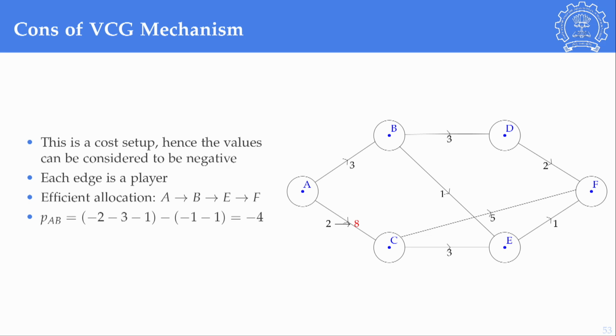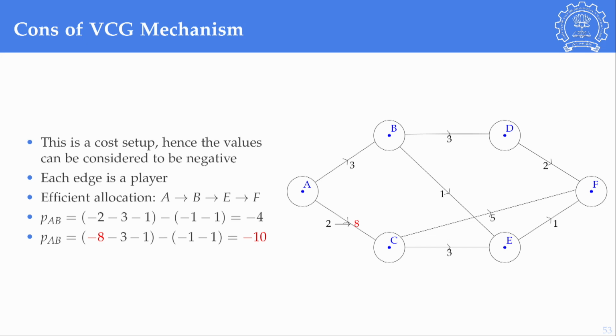So the mechanism designer has to pay this 4 amount of money to agent AB. Now this cost has increased to 8. I mean, nothing has happened in the shortest path. So somebody else has increased its cost.